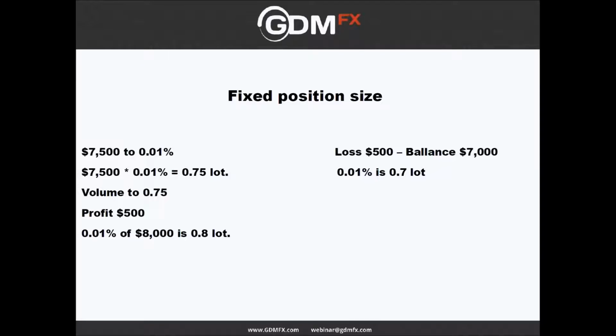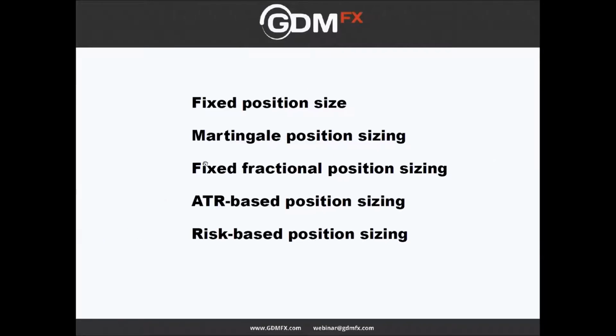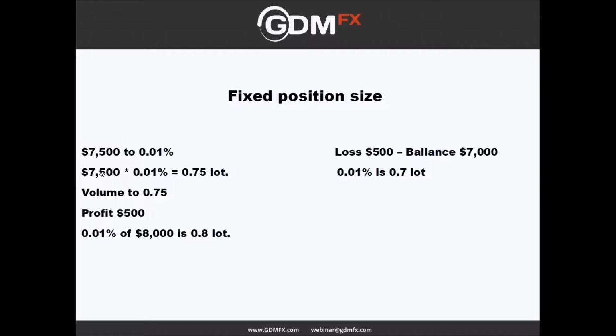In case, of course, of a loss, as you can see on the right side, it would be a $500 loss. That means you have about a 7 grand account. And then, of course, the percentage 0.01 is equal to 0.7 lots. By using the same simple formula, you can see over here, you can calculate the lot size by using the fixed position size system.